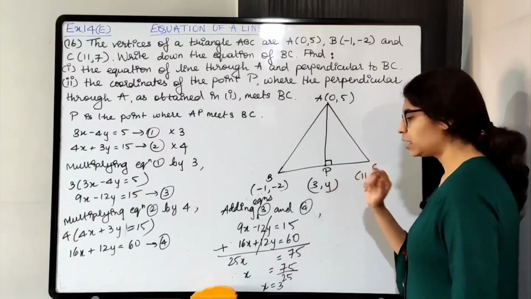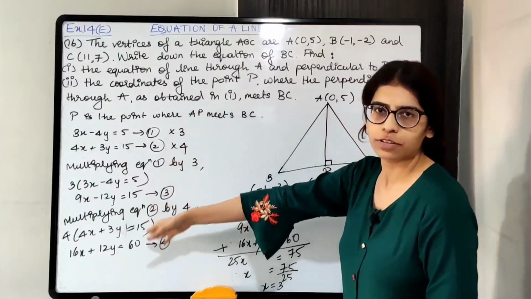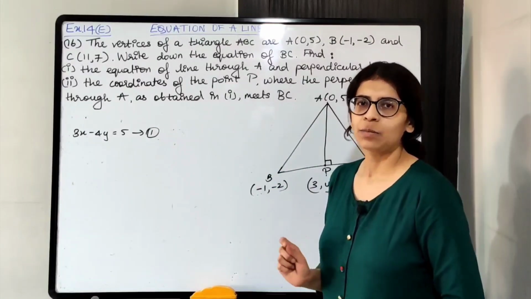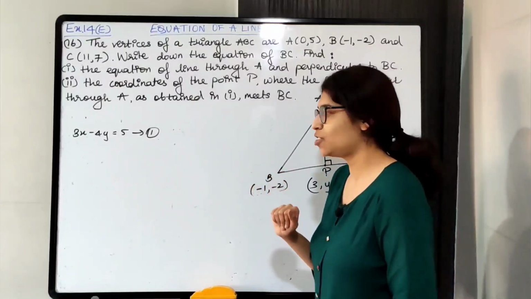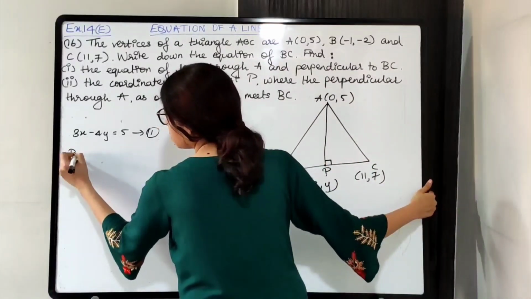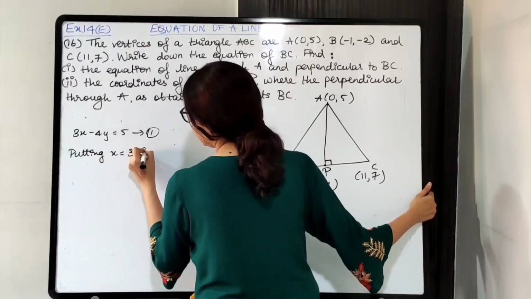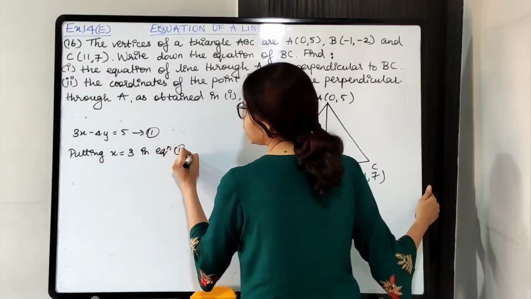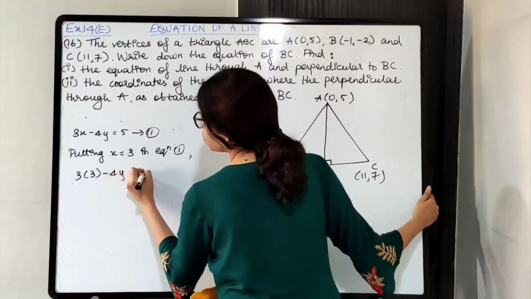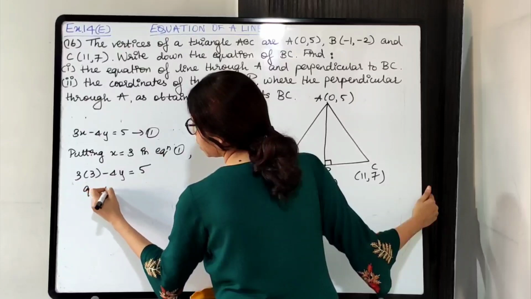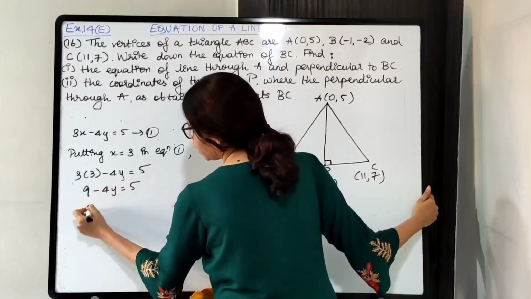Let us find the other coordinate, y coordinate find out करते हैं by putting the value of x in one of the 4 equations. I'll be putting the value of x in the first equation. It has smaller numbers, easy to solve. So putting x equals 3 in equation 1. So 3 into 3 minus 4y equals 5. That is 9 minus 4y equals 5. Shifting 4y over here and 5 over here. Okay.